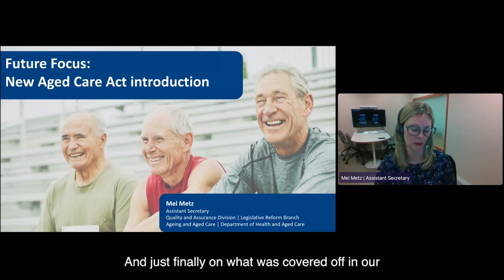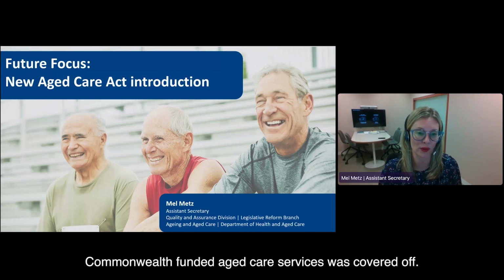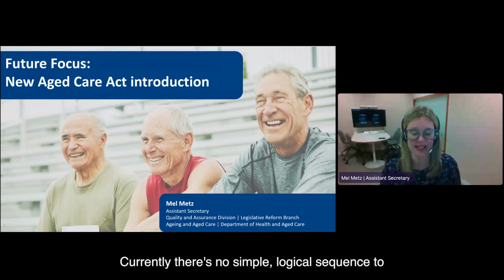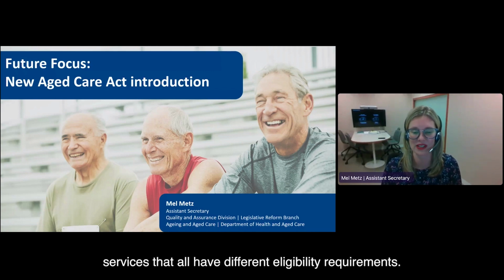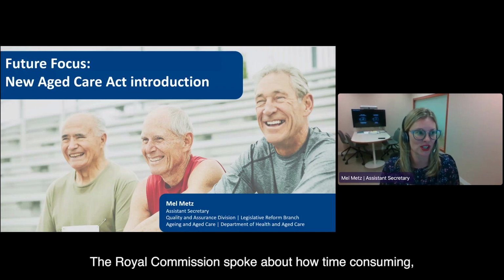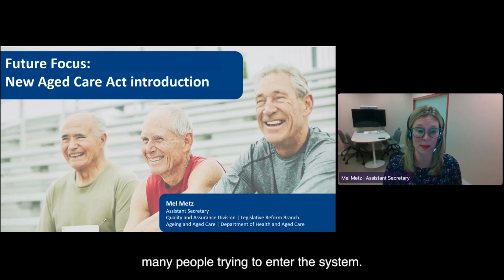And just finally, on what was covered off in our consultation paper, eligibility for Commonwealth funded aged care services was covered off. Currently, there's no simple logical sequence to entering aged care, and there are multiple programs and services that all have different eligibility requirements. The Royal Commission spoke about how time-consuming, overwhelming, and intimidating this is for many people trying to enter the system.